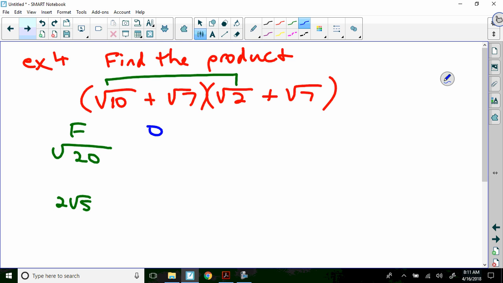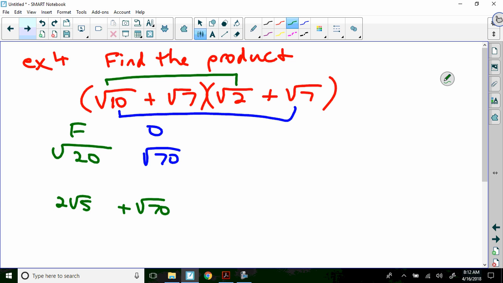The O part of foiling is the product of the outer terms. So that's going to be rad 70. I'm trying to think of 70's factors, and I don't think there's any perfect square factors bigger than 1 in it. The biggest one might be 4, and 2 times 35, but yeah, 4 is not going to work. I think rad 70 is just going to stay rad 70. So the inner product is going to be rad 14, and that can't be simplified. And then at the end, something weird happens at the end.